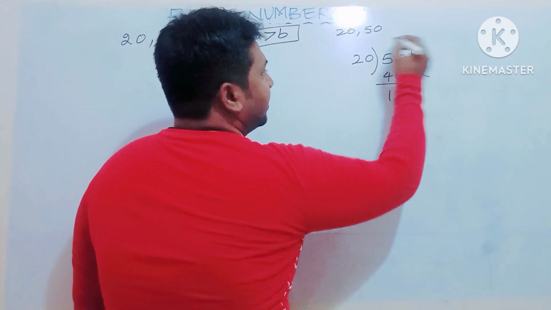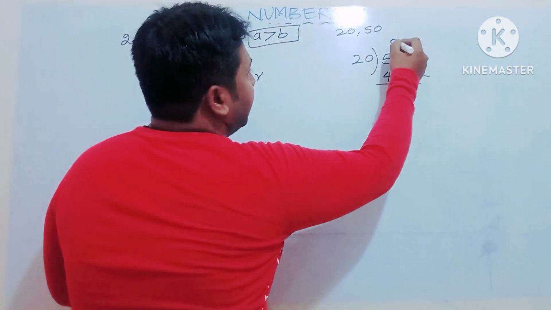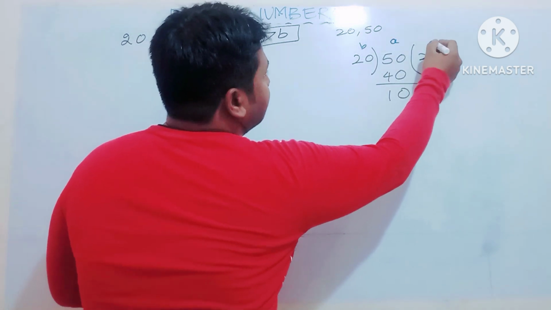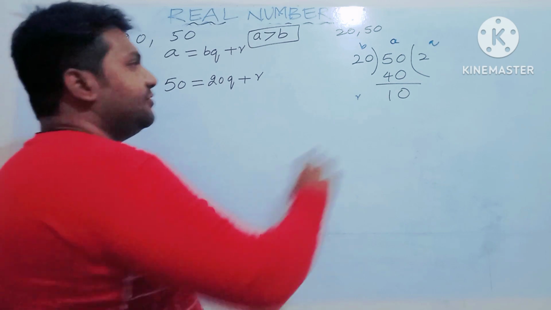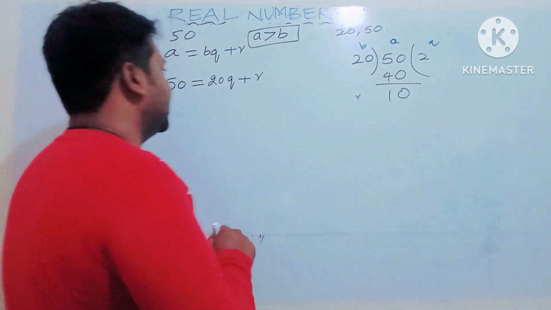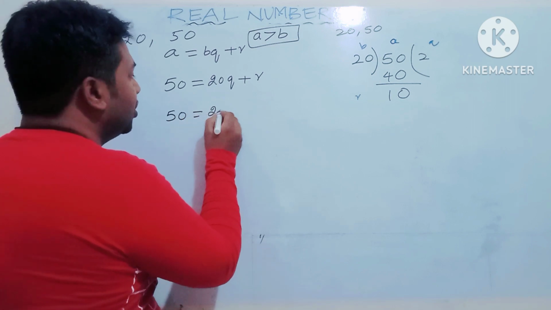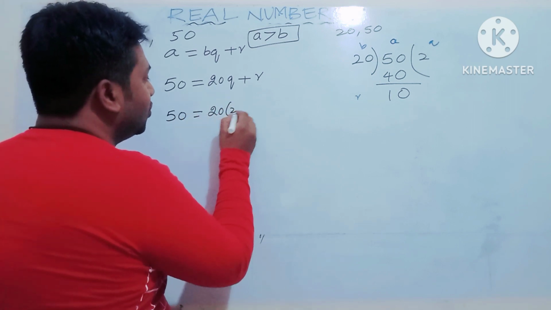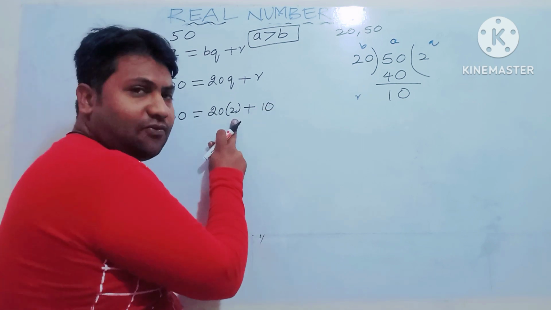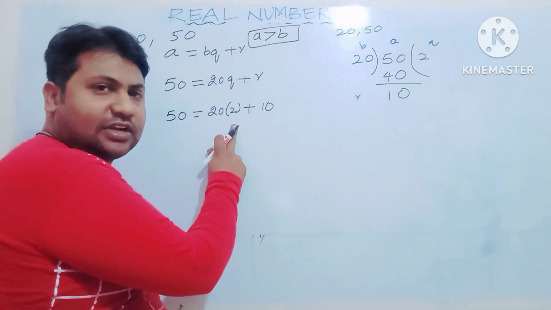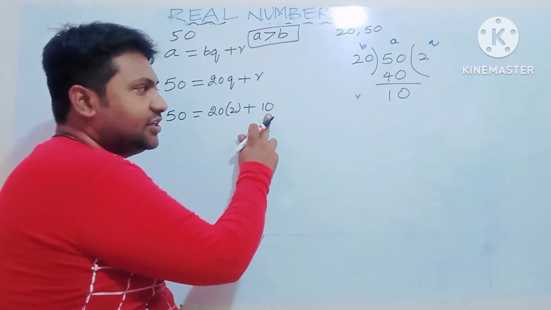So here we get A, B, Q and R. What is the Q value here for us? Q value is 2. So we can write 50 is equal to 20 into 2 plus 10. Two 20s are 40, and what is the remainder? Remainder is 10. Got it?